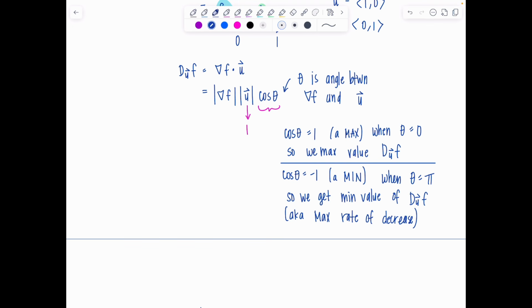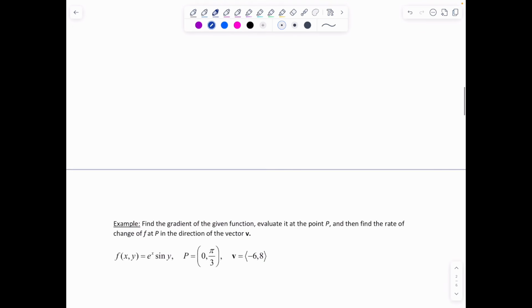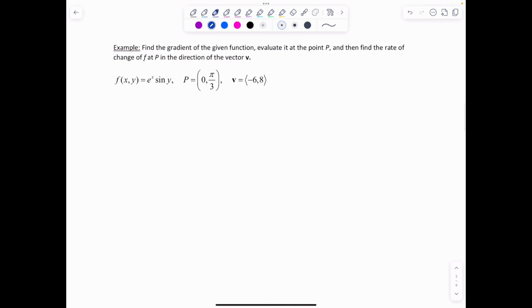So now let's look at some examples evaluating the gradient and looking at its applications. First one, we'll start off super straightforward. Find the gradient of the given function, evaluate it at the point P, and then find the rate of change of f at P in the direction of the vector V. Okay, so don't get overwhelmed, just go. First thing they said was find the gradient of the given function. I can do that. The gradient of f, it's a function of two variables. It's going to be the partial derivative of f with respect to x in the first component, partial with respect to y, the second component. So here we go.